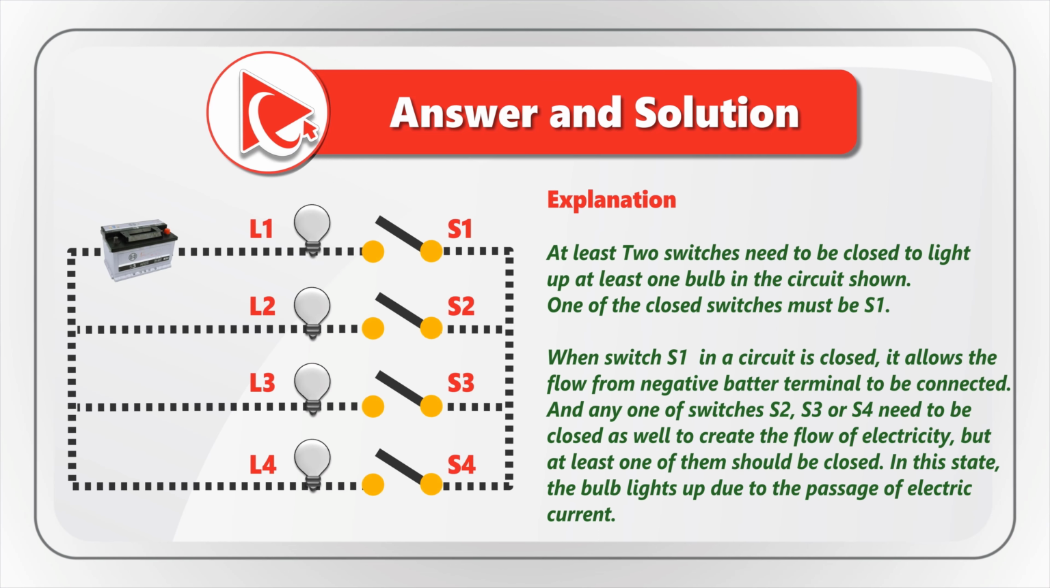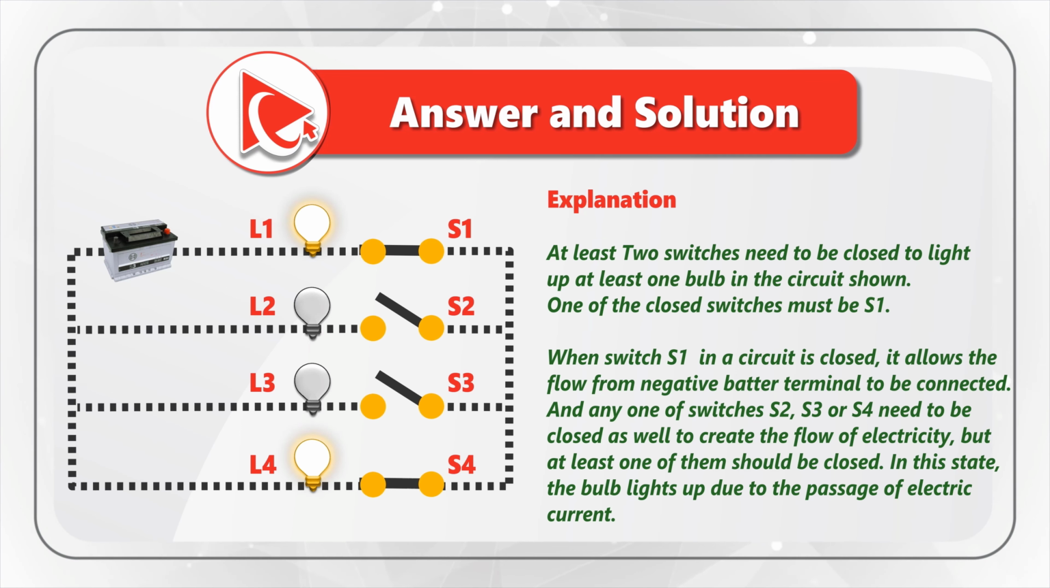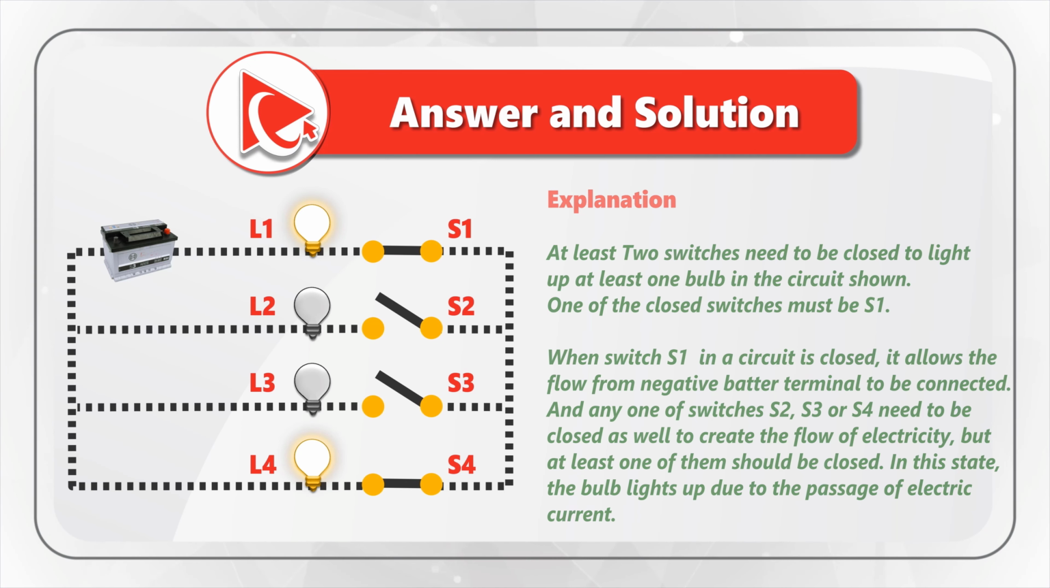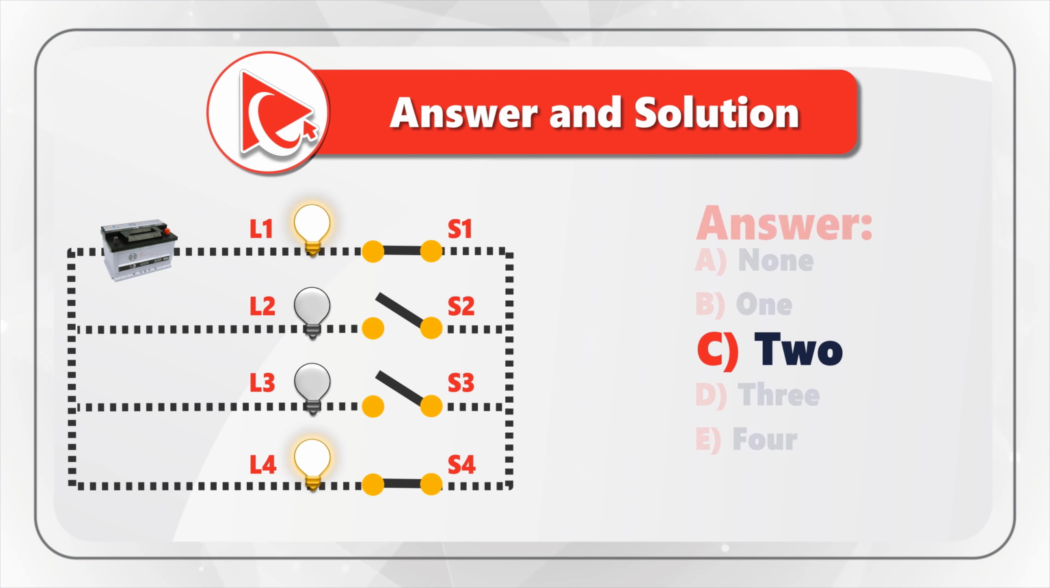I think that at least two switches need to be closed to light up at least one bulb in the circuit shown. And one of the closed switches must be S1. When switch S1 in the circuit is closed, it allows the flow from the negative battery terminal to be connected. In addition, any one of the switches S2, S3, or S4 needs to be closed as well to create the flow of electricity, but at least one of them should be closed to light up at least one bulb. In this state, the bulb lights up due to the passage of electric current. So the correct answer here is choice C, two switches.